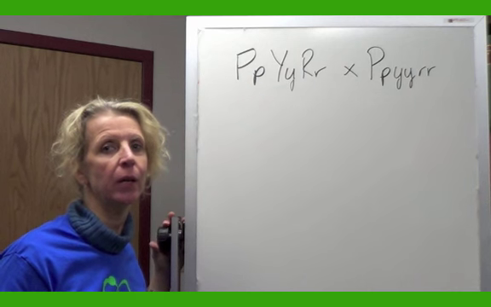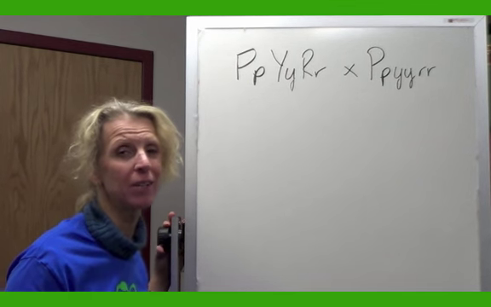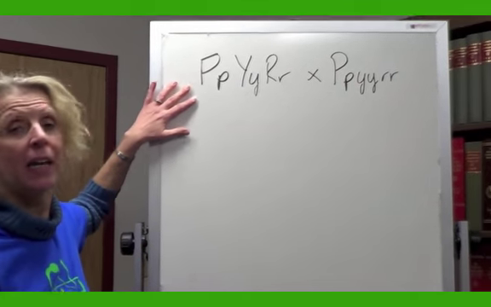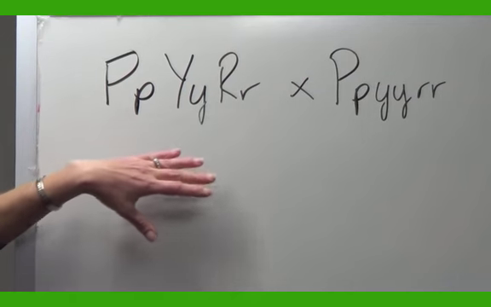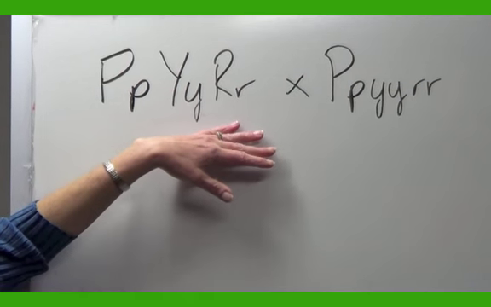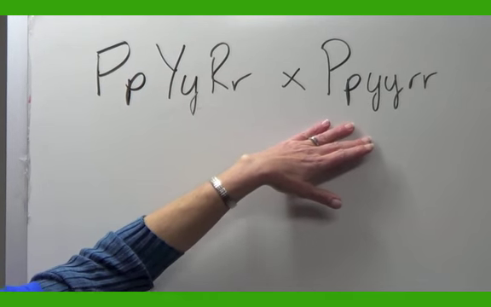Alright guys, so here we go. Now we're going to look at a trihybrid cross. That's right, 3 traits we're going to look at. In this case, this is a similar cross from your book. We have purple flowers, yellow seeds that are round. Okay, and we're crossing that with purple flowers.